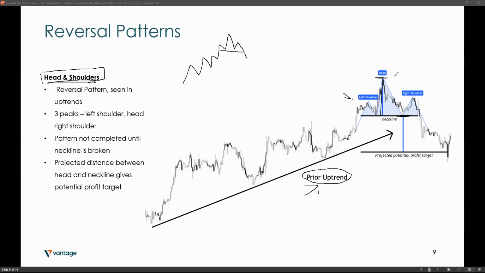So in this example, you can see this distance that we have, I'll name it X. When you project this distance X, the difference from the neckline to the projected profit target is also the same. So if we're looking at 50 pips over here, then you can project 50 pips from the neckline down. Okay, so this is a potential profit target.